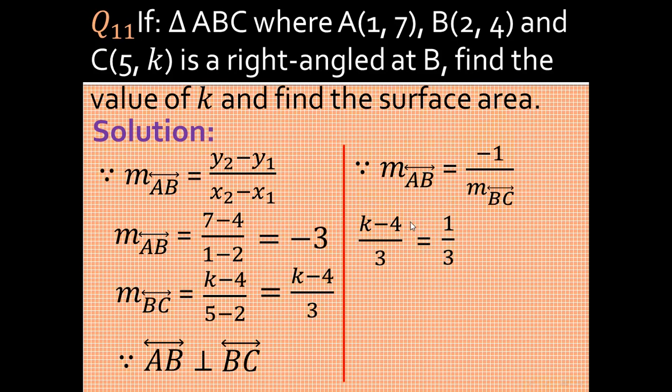Then we have an equation, and by using cross multiplication, k minus 4 equals 1 times 3 divided by 3, which equals 1. Then k equals 1 plus 4, transferring negative 4 to the other side, which equals 5. Then k equals 5.